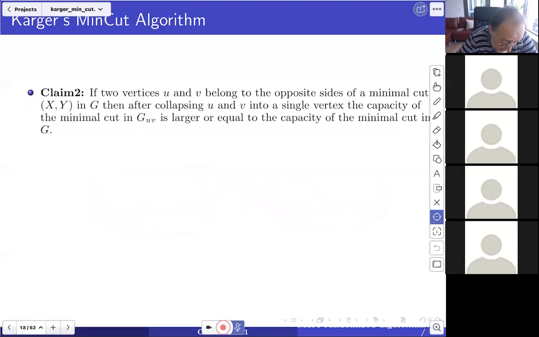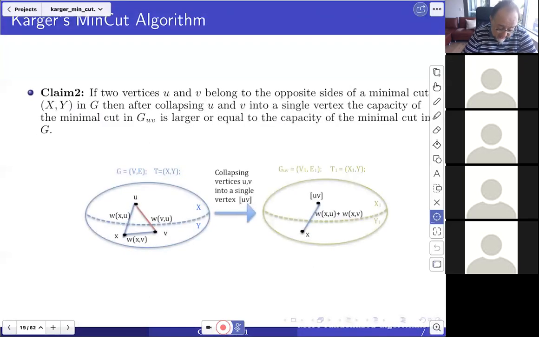What happens if the two vertices U and V belong to the opposite sides of the minimal cut? Well, as you will see, then what can happen is that the capacity of the min cut in the resulting graph can only increase. The capacity of the min cut cannot decrease. So let's see why this is so.